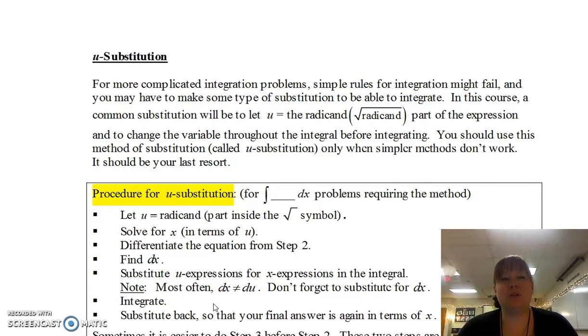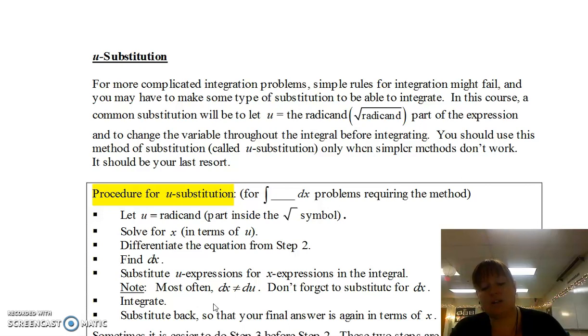And basically, we're using U substitution anytime we have something a little bit more complicated, something that we don't know how to integrate otherwise. This is used as a last resort because there are a lot of times that algebra would fix that. You could do it with algebra.